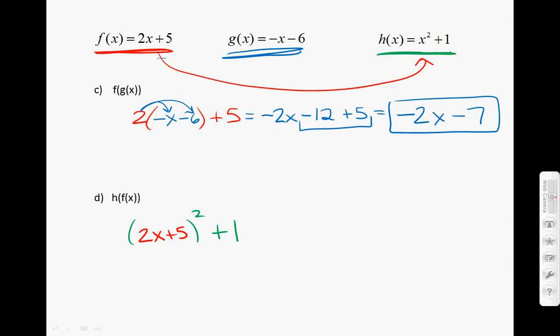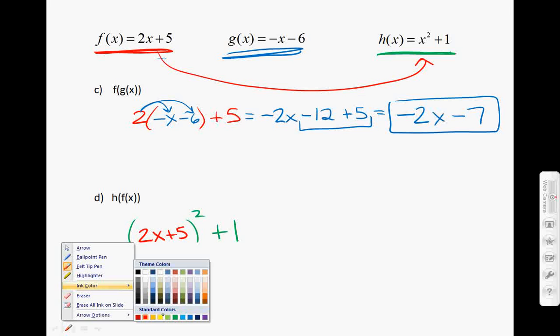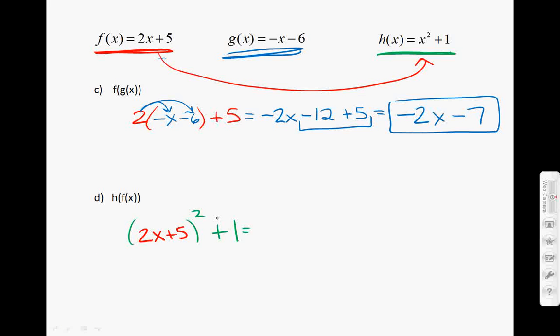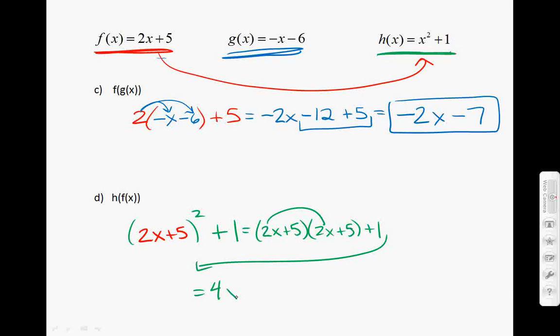Now I need to simplify this. So remember, whenever you square an expression like this, we're going to expand and FOIL. So when I expand this, and I'm going to move my work down here, 2x times 2x is 4x squared. 2x times 5 is 10x. 2x times 5 is 10x. 5 times 5 is 25. And then don't forget that plus 1 at the end.